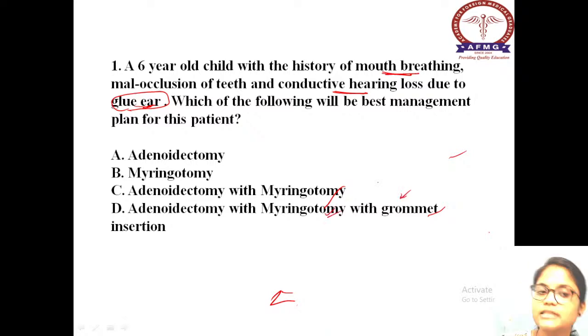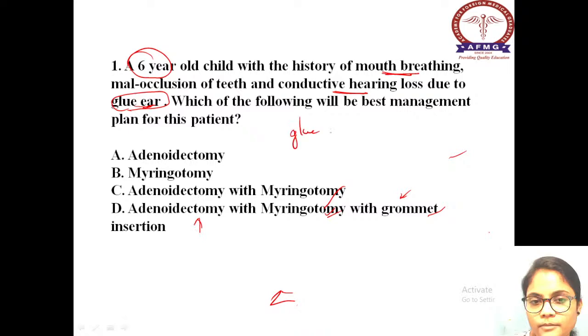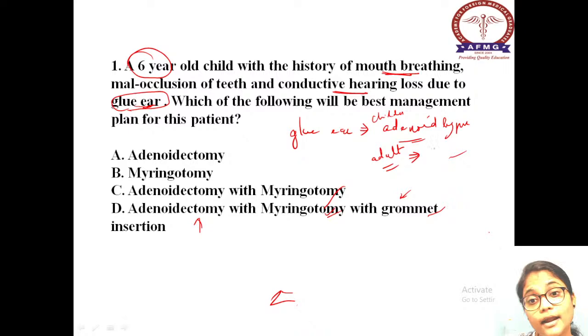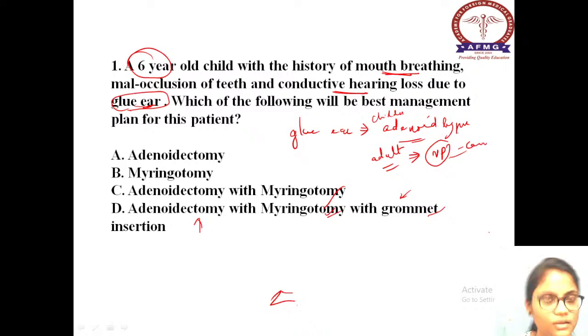That is right. But still, why are we going with adenoidectomy? Because of the mouth breathing, and as the clue was given that it is a 6-year-old child, you will go with adenoidectomy, because in glue ear in children there would be a possibility of adenoid hypertrophy. That is one of the reasons. So if you see it in an adult, what would be the possibility? In an adult it is nasopharyngeal carcinoma, that is important.